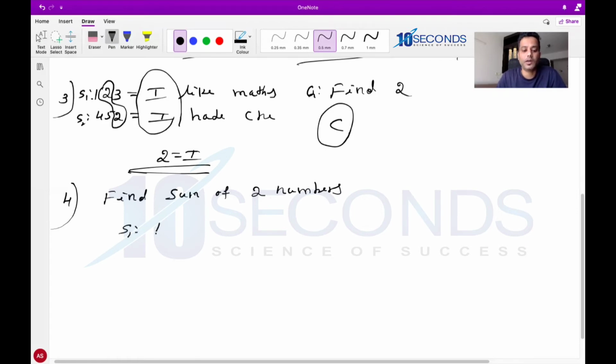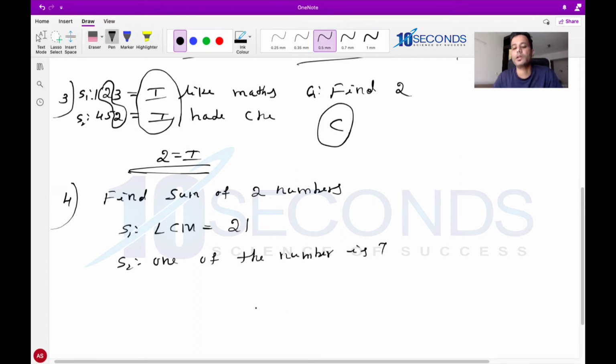Statement 1: LCM of those 2 numbers is 21. Statement 2: one of the numbers is 7. You need to find the sum of the 2 numbers. First, you need to take statement 1 only. Don't combine it straight away.